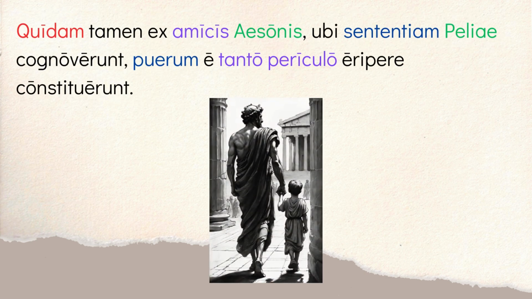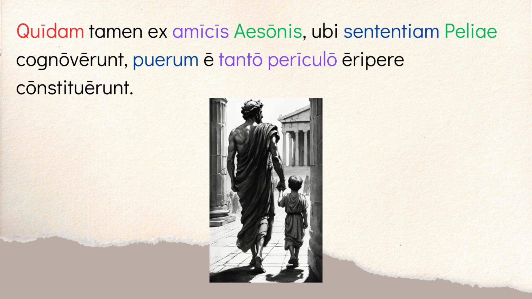Then you have quidam tamen ex amicis Isonis ubi sententiam Peliae cognoverunt, puerum e tanto periculo eripere constituerunt. Okay, so you have, however, Tamen, so the Pelias, right, the younger brother, he's like, I'm gonna kill my nephew and kick out my brother, and this horrible plot.